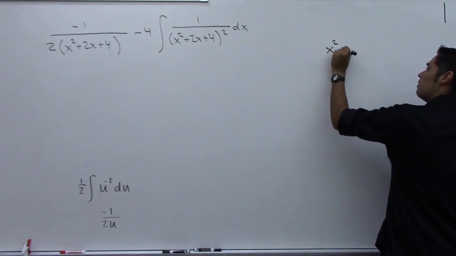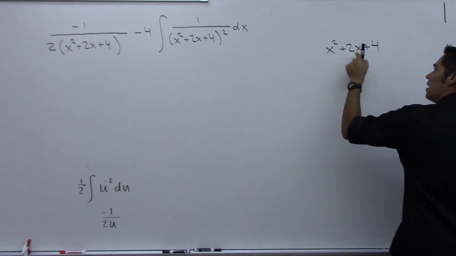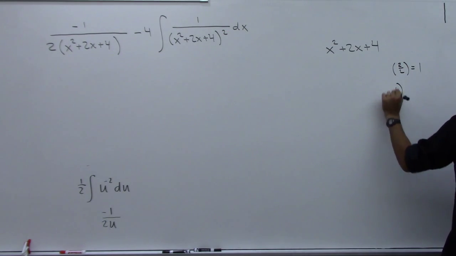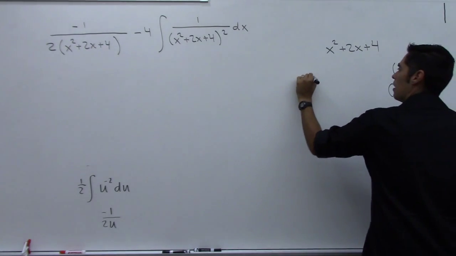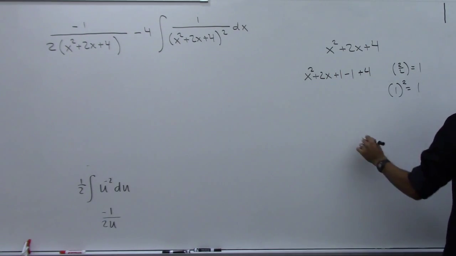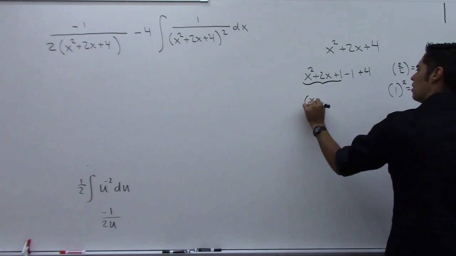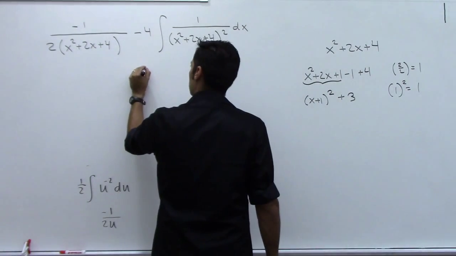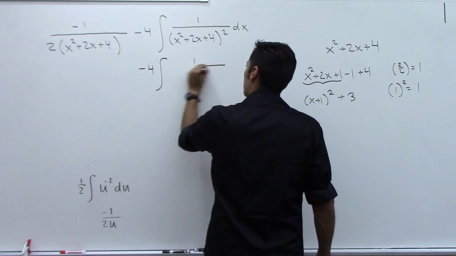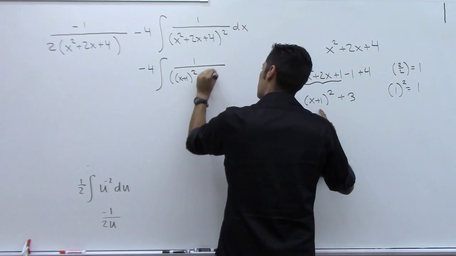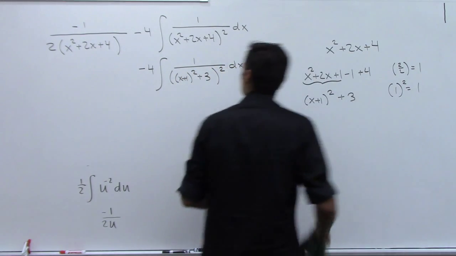So take my x squared plus 2x plus 4. I take half of 2, which is 2 over 2, which is 1. And then I take that answer and I square it, which is also 1. So I go x squared plus 2x. Then I take this 1, I add it, I subtract it, and then I still had a plus 4 there. So when I put those together, the first 3 become an x plus 1 squared, and then these two together become plus 3. So this integral now becomes negative 4 integral 1 over, in parentheses, x plus 1 squared plus 3, but all of that was being squared dx.